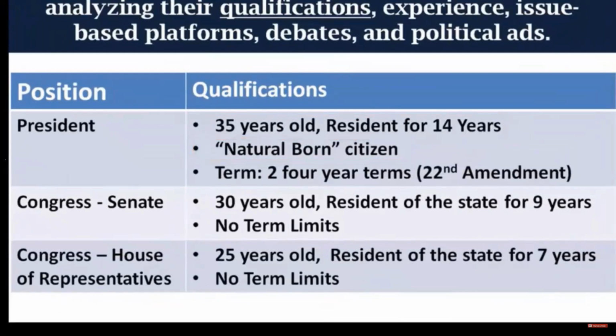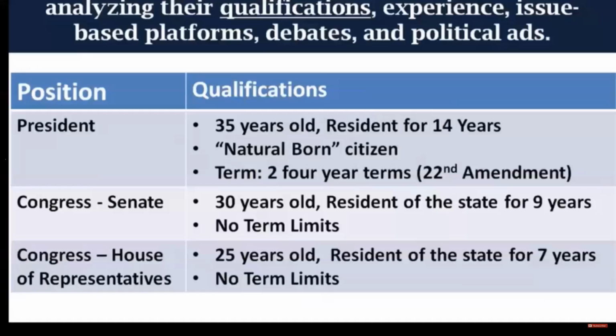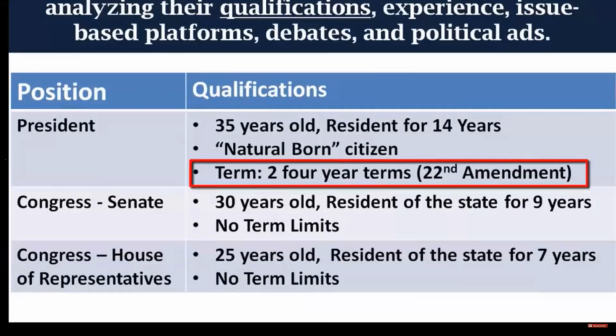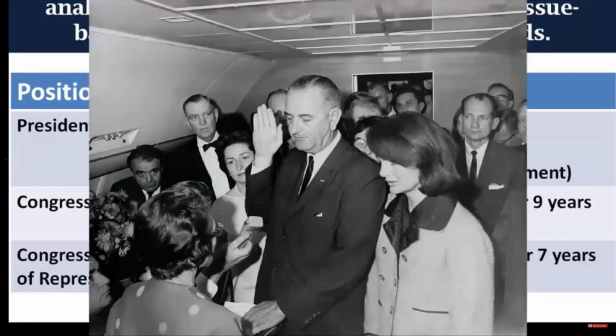This has been a controversial issue, as some recent candidates born outside of America have been accused of not being eligible. The president can serve for a maximum of 2 4-year terms thanks to the 22nd Amendment, or a maximum of 10 years if a vice president takes over in the last 2 years of a president's term.